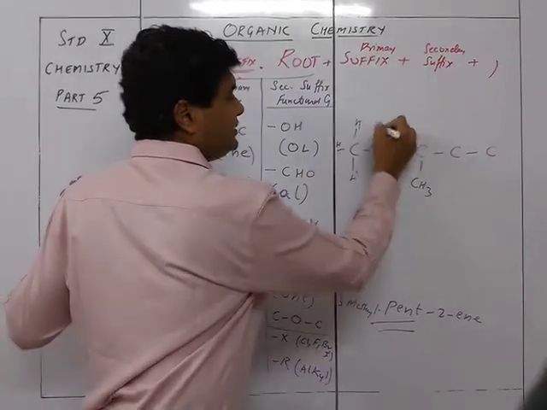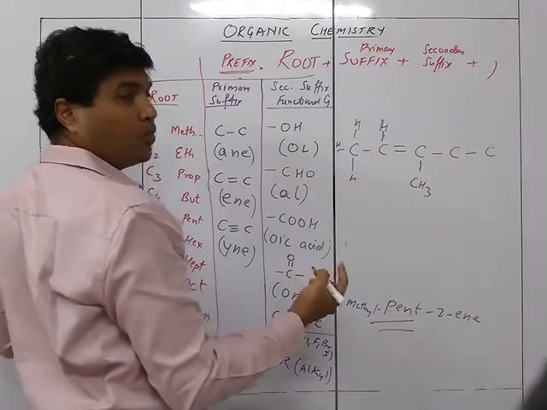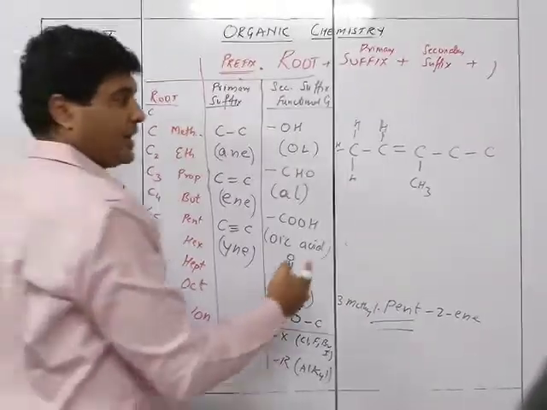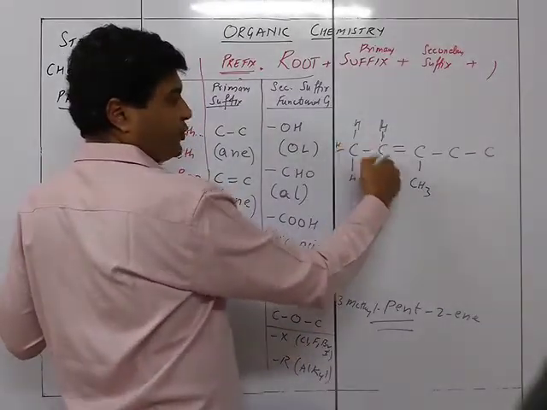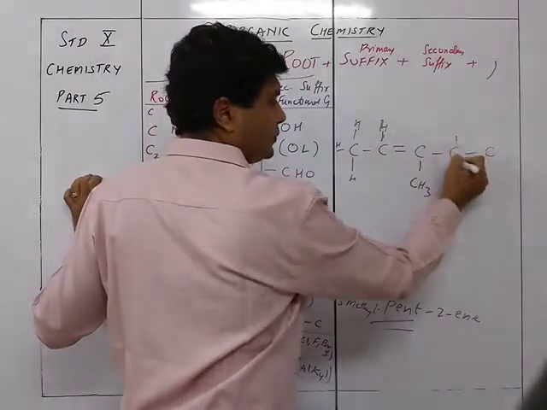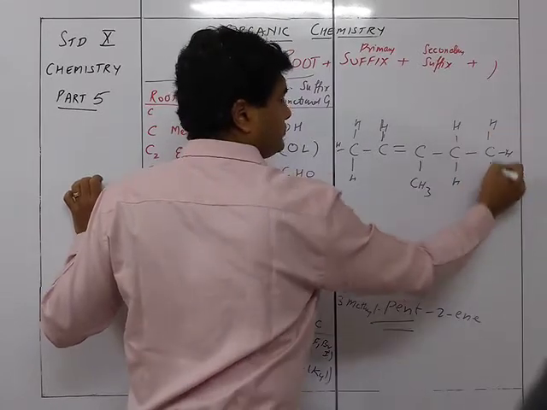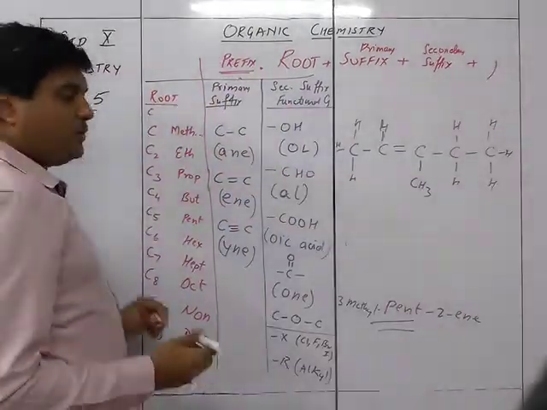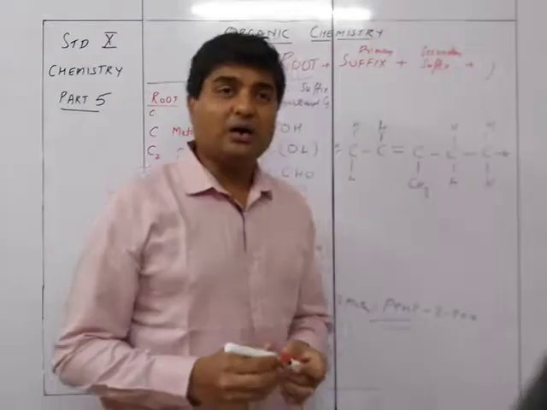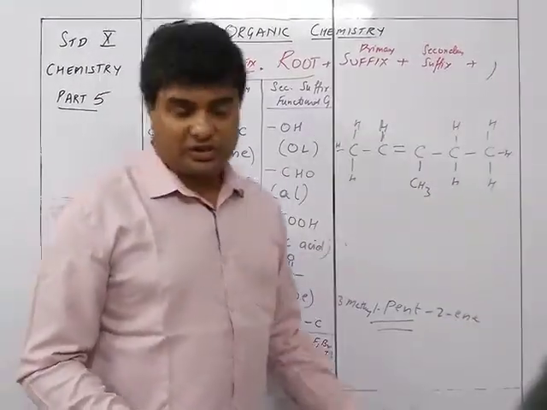So I just need to check whether each carbon has only 4 bonds. I should not make the mistake of putting more than 4 valency on one carbon. So you can see this one is 4, this one is 4, this one is 4 already, so here 2 hydrogens, here 2, and this will be 3. So this is how you are going to convert a molecular formula or IUPAC name into a structural formula.